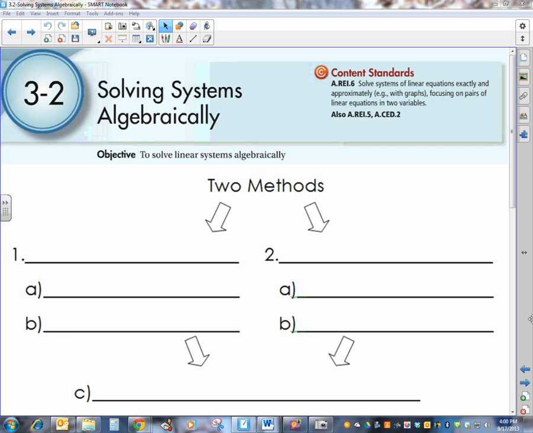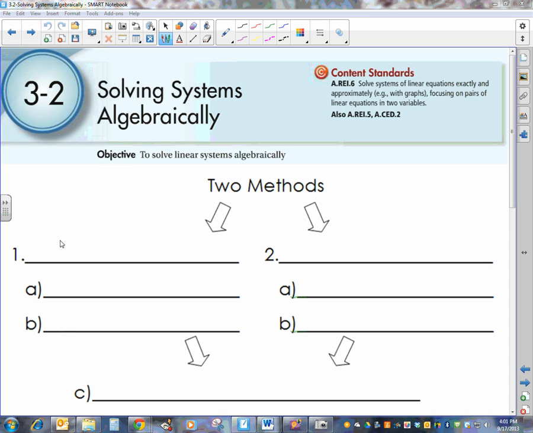Okay, today we're going to talk about solving systems algebraically. You did do this in Algebra 1, so it should be a quick, easy review for you. The problems are just going to be a little more involved than what you've had before. So first and foremost, let's talk about the two different methods that we have.